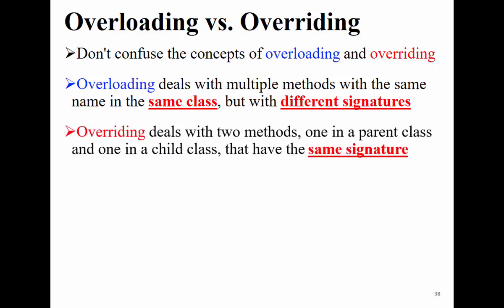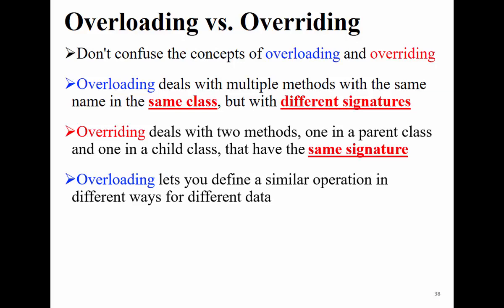Now, overriding. We are dealing with two methods, one in the parent, one in the child. They have the same signatures, the same name, the same list of arguments, the same data. So this method exists on the superclass and on the subclass. They do the same behavior with the same data, or they don't do the same behavior because we override them. So they change the behavior with the same data.